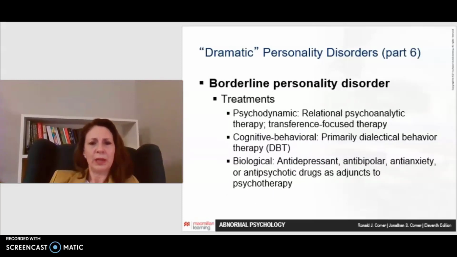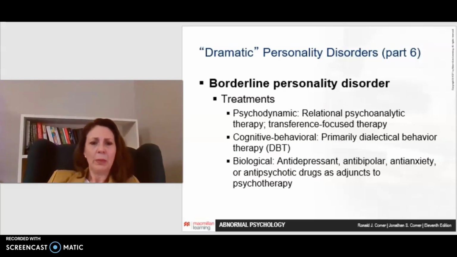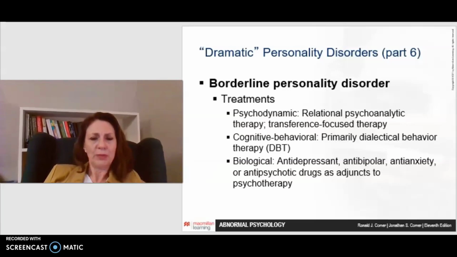Treatments include the psychodynamic approach and the cognitive behavioral approach, which is primarily dialectical behavior therapy. It's a very well-supported treatment. And then the biological group will prescribe different drugs such as antidepressants, antibipolar, anti-anxiety, or antipsychotics.